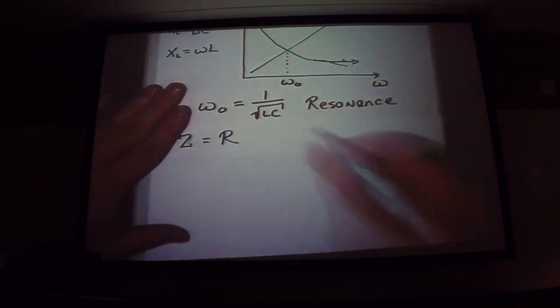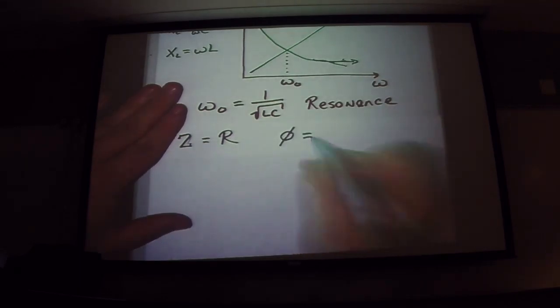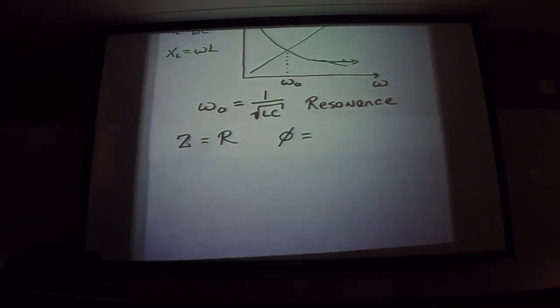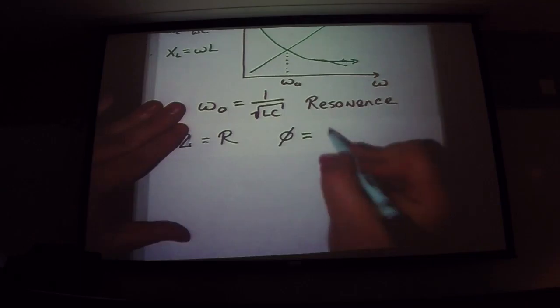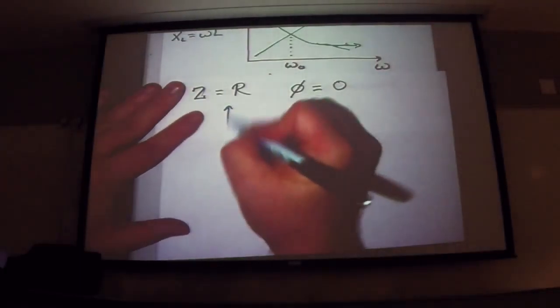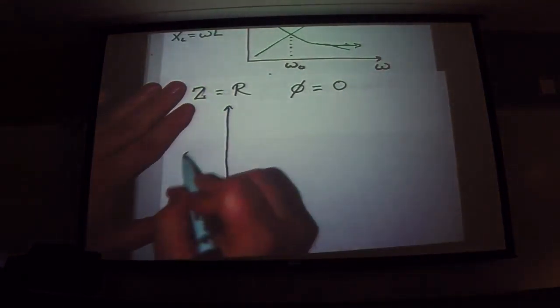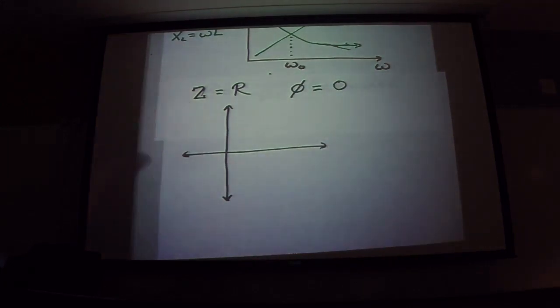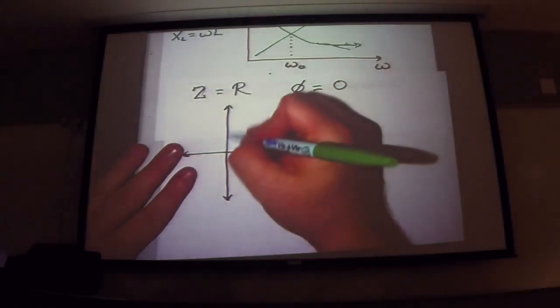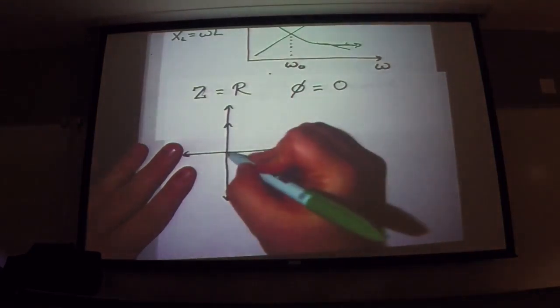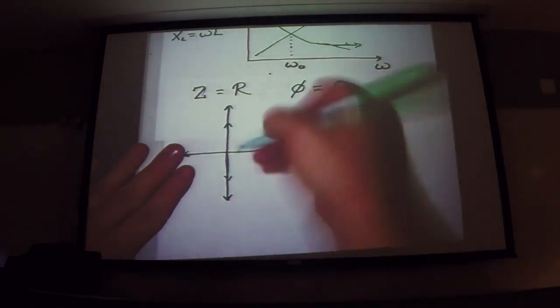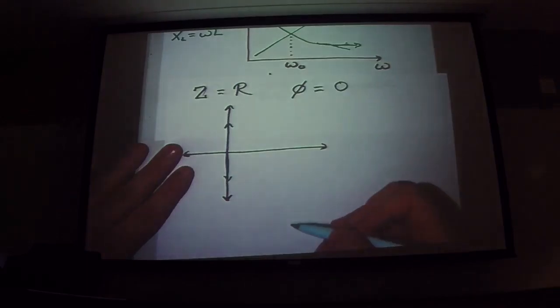You also have the phi equal to what? What's your phi going to be? 0. Because the two things are equal to each other. Notice that's a situation I didn't draw here. I drew the ones where the inductor was bigger, and the ones where the capacitor was bigger. Well, there's a frequency in between where they're equal. And at that frequency, they just cancel each other out, and that's it.